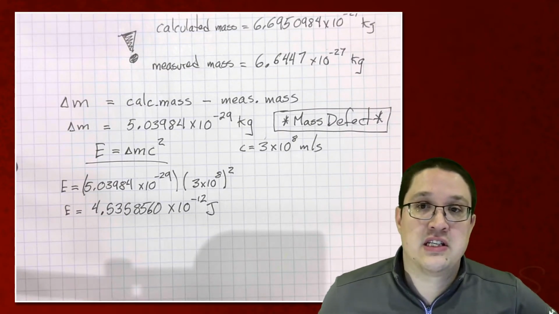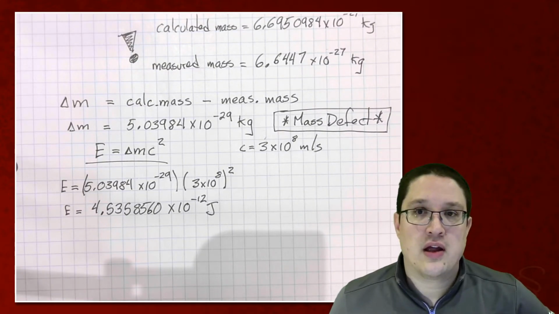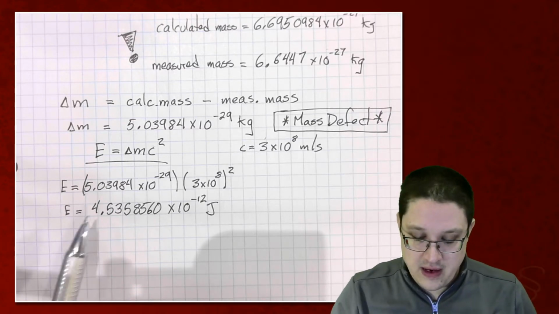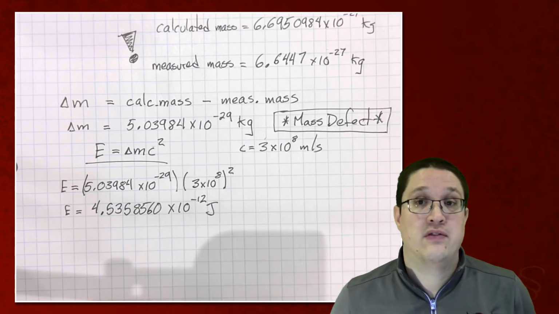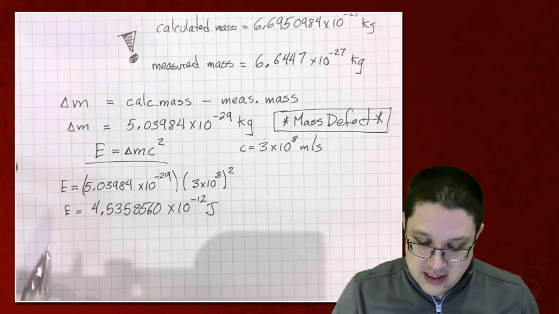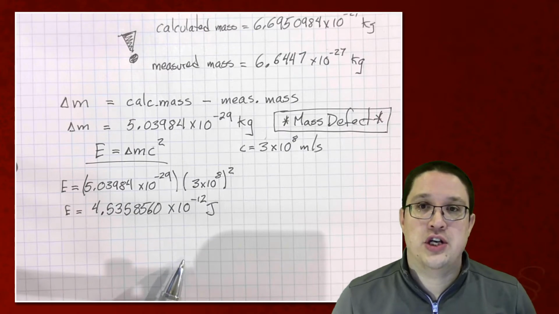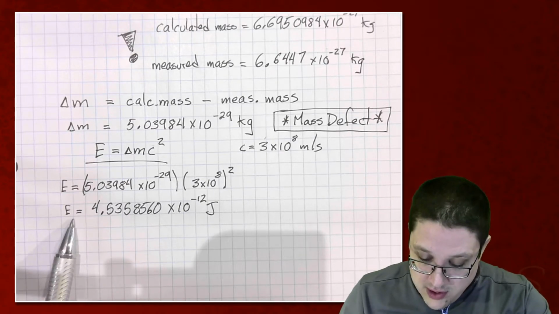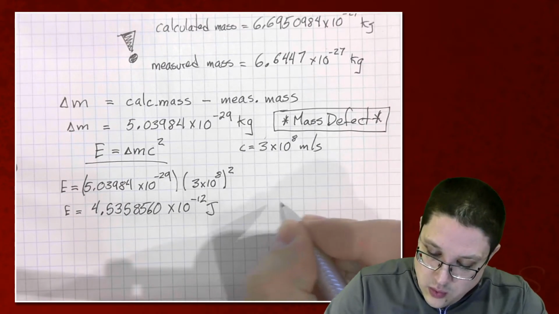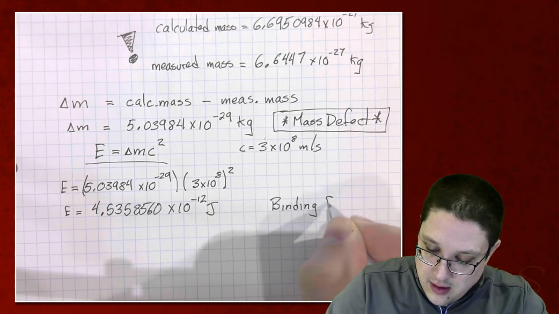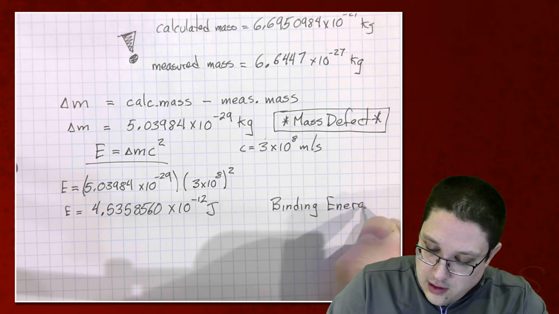That seems like a very small amount, but remember, we're talking about the nucleus of a helium atom. This is a very, very small thing. That is a large amount of joules for that thing holding this together. So this here provides the energy for sticking that together. It has to overcome that energy in order to escape. So this here is what we call our binding energy.